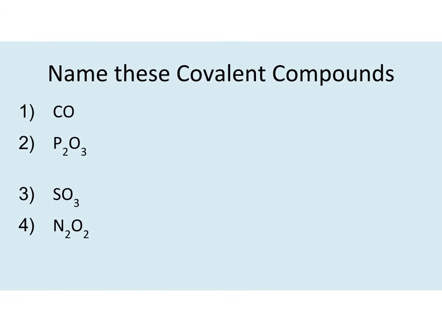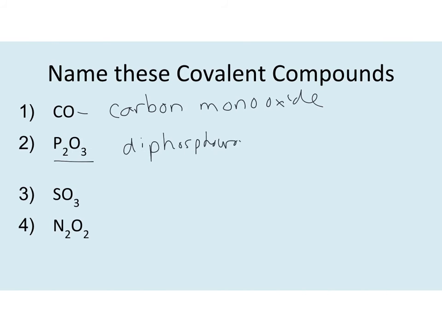So a couple other ones right here. You can try these on your own, but we've got carbon, and then there's an oxygen on there. I'm going to change that to oxide, and I only have 1. So this is carbon monoxide. Monoxide. Okay. Here we've got phosphorus and oxygen. So this is diphosphorus trioxide.